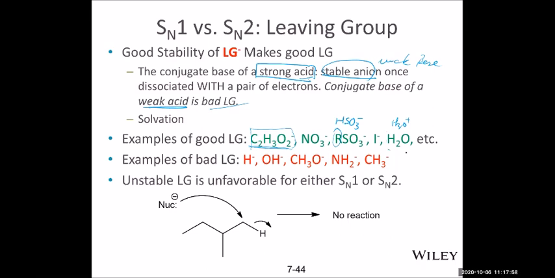The water, we had some discussion before. Bad leaving groups, we've seen this before. Hydroxide is a bad leaving group, that's why it needs a protonation. The alkoxide, as a leaving group, is a bad leaving group. The amide comes from ammonia, which is a very weak acid. So these are all weak acids, not good leaving groups, because they all come from very weak acids.